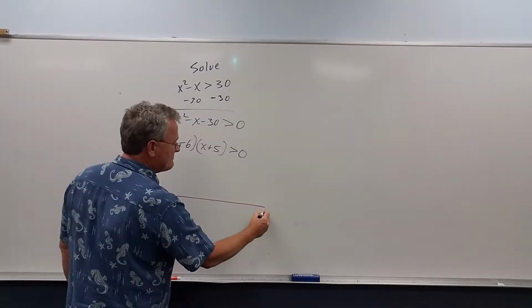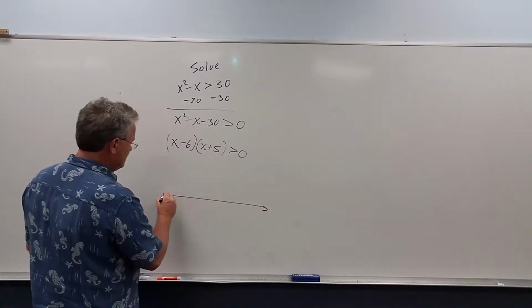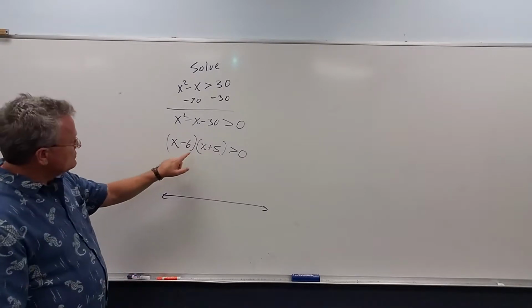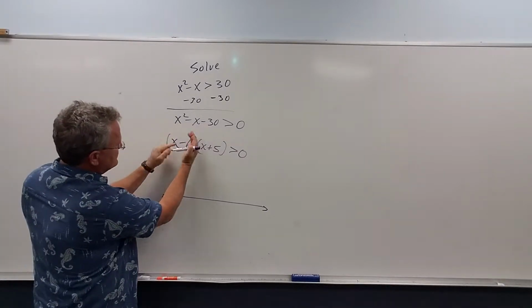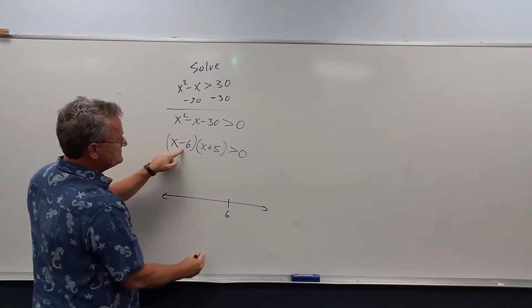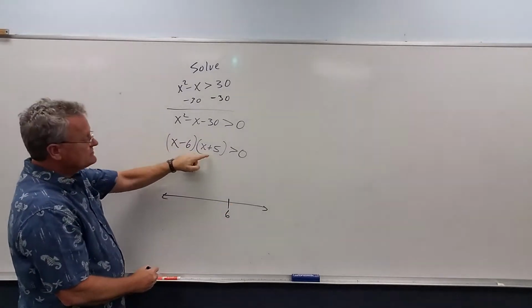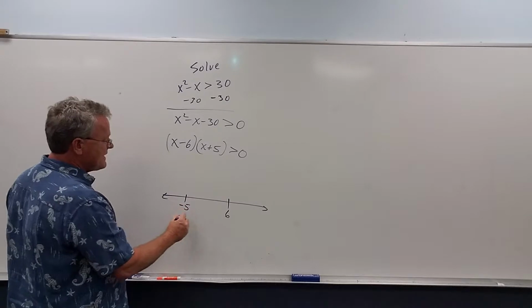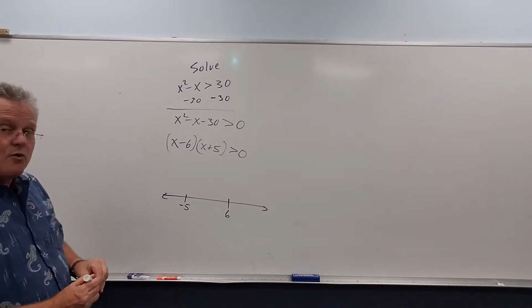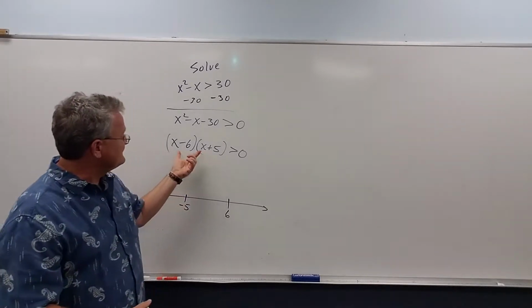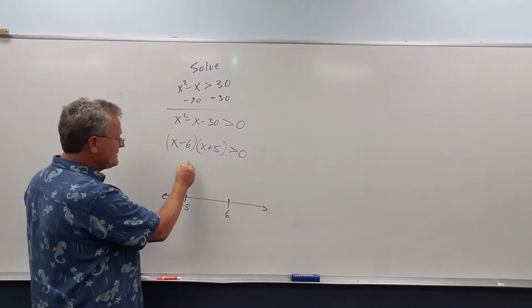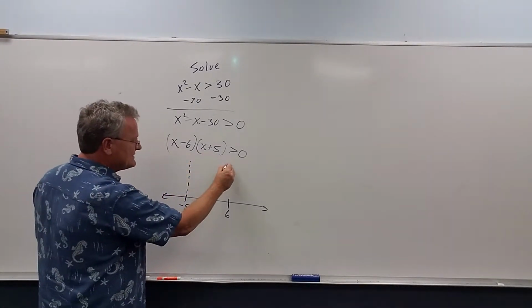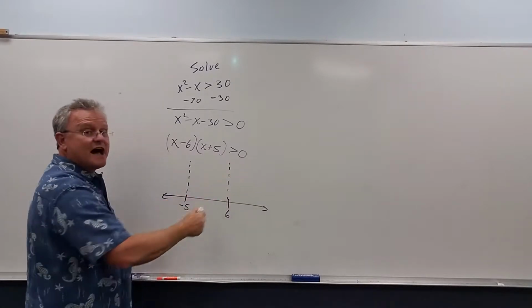Next, on the number line, plot the points where these are 0. This factor is 0 when x is 6. This factor is 0 when x is negative 5. Now, what we want to do is find the sign of each factor on, let me just put this dotted line here as a divider.